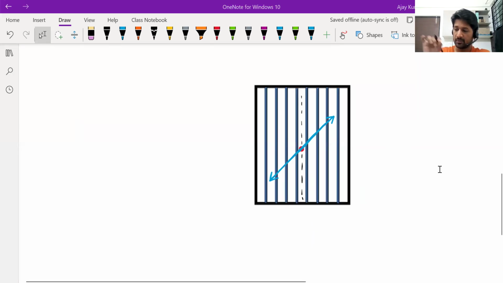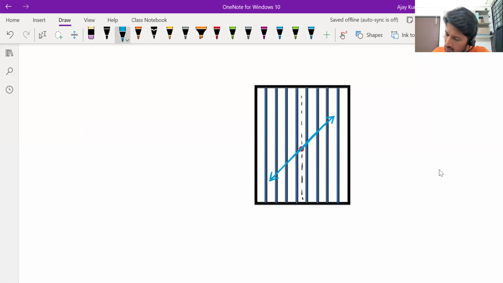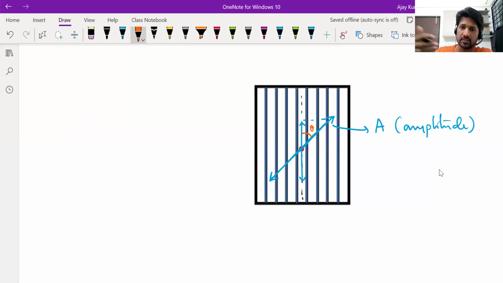When we try to displace the particle at an angle like this, only the component of displacement parallel to the y-axis will be allowed to pass. So suppose you tried to displace it by an amplitude A, and let's say this angle is theta. Then the effective displacement which passes through the grill will only be the component of the amplitude A in the y direction, or in a direction parallel to the grooves in the grill, and that component will be A cos theta.